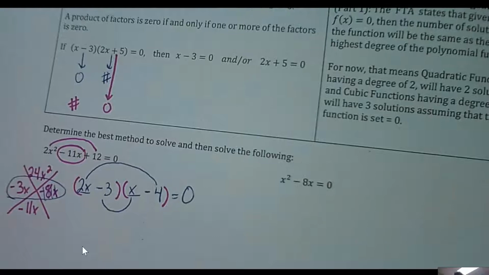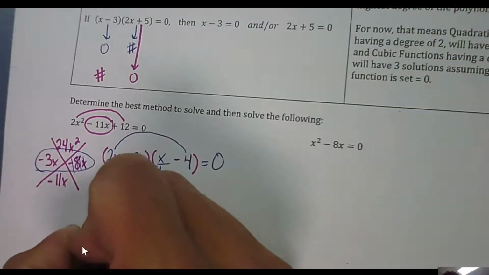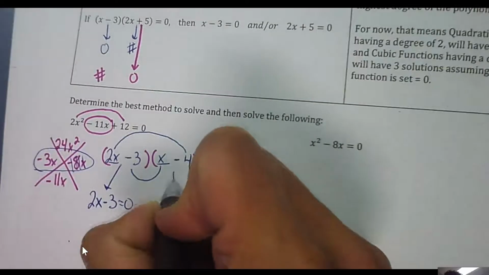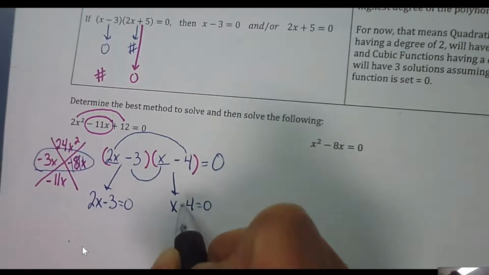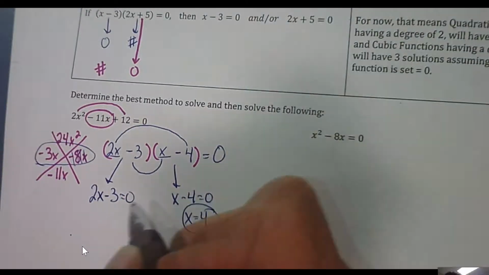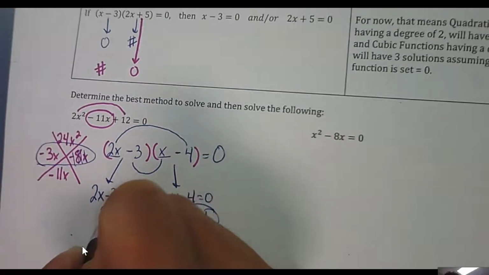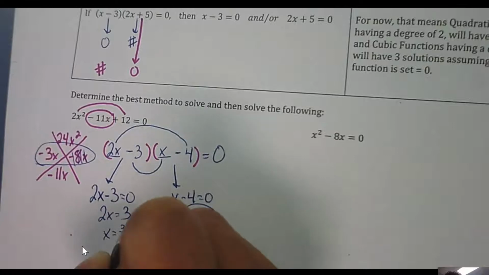So essentially what you have to do is take each factor that is solvable and set them equal to 0 and solve for x. So here it's pretty simple. To solve for x, I just add the 4, and so there's one of my two answers. It's 4. In this one, I'm going to add the 3 over, and then divide by 2, and I get 3 halves.